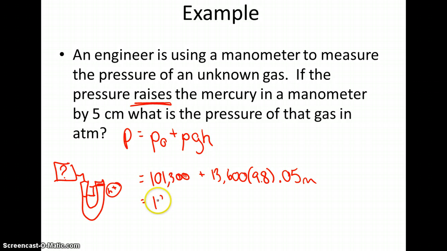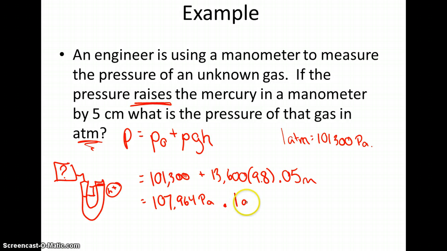And when I do that calculation, I get 107,964 pascals of pressure, but notice that my problem wants this in atmospheres, and so I need to look at that conversion factor. I know that 1 atmosphere is equal to 101,300 pascals. And so what I'm going to do is get this to atmospheres. I'm going to do 1 atmosphere is equal to 101,300 pascals. My pascals cancel, and I'm going to be left with atmospheres.